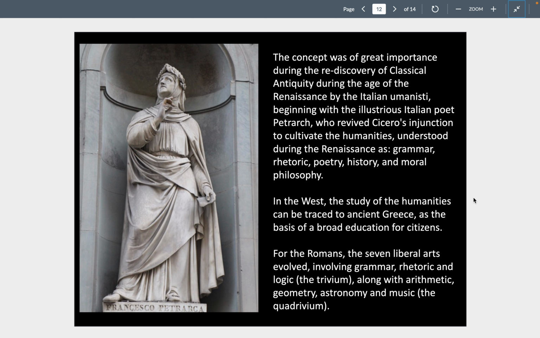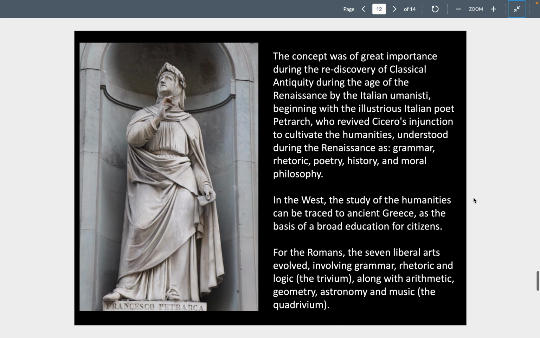The rediscovery of Roman classical antiquity in the Renaissance by the humanists of the Italians, and Petrarch in particular, understood that grammar, rhetoric, poetry, history, and moral philosophy make up the humanities. And in the West, we can trace the study to the ancient Greeks as a basis of a broad education for citizens. For the Romans, the seven liberal arts evolved into grammar, rhetoric, logic, along with arithmetic, geometry, astronomy, and music.